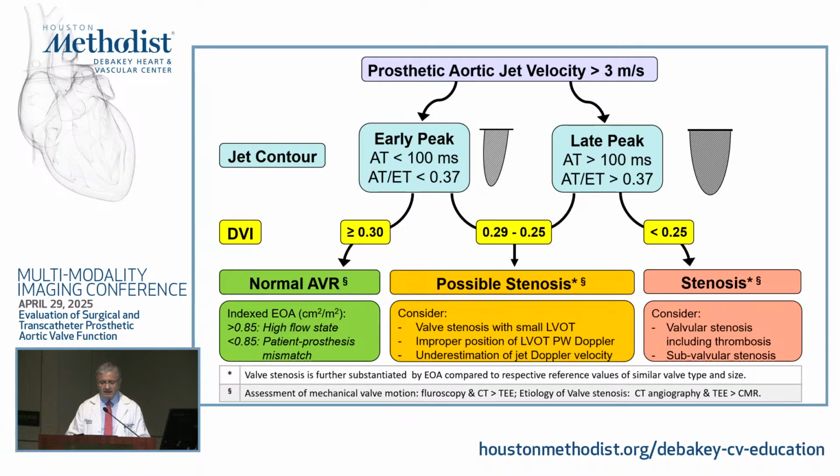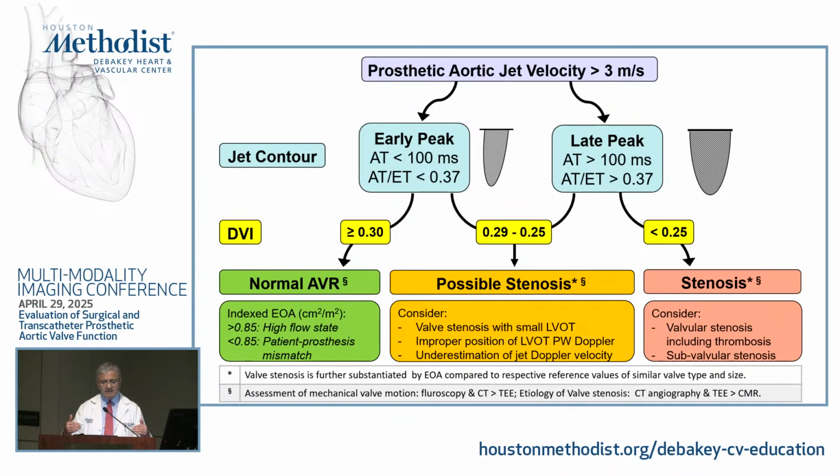And this is from the guideline: how do we assess a prosthetic valve when the prosthetic valve velocity is high, more than 3 meters per second? Take a look first at the jet contour. Acceleration time ideally should be less than 80 milliseconds. The ratio of acceleration time over ejection time should be less than 0.37. If you have a much rounder contour, this is of concern because of possible obstruction.